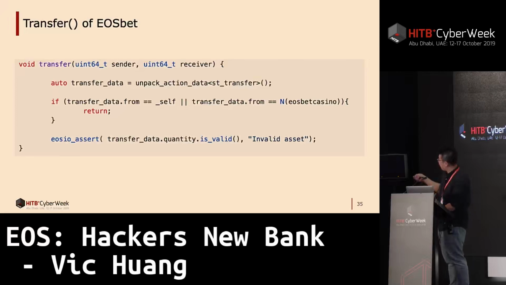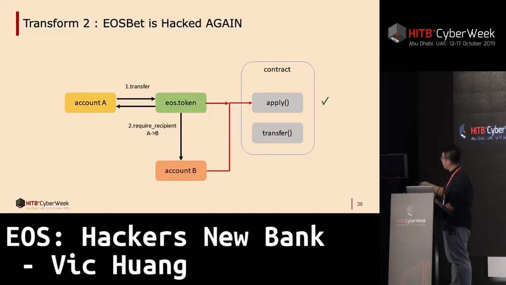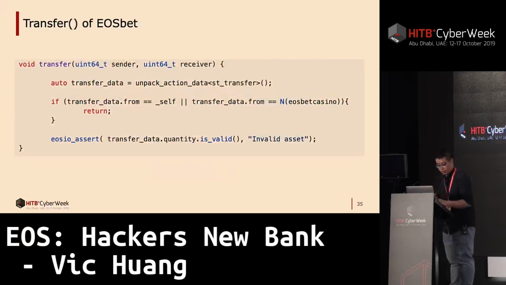Then another problem pops up when we look at the transfer function. As we know, the transfer data being from self is reasonable because the data is passed by the apply function. So how can we exploit it?